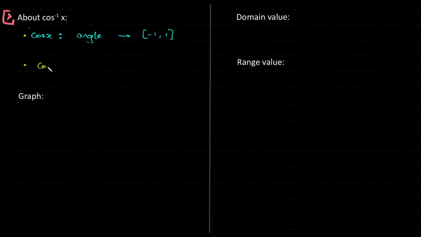Now cos inverse of x obviously will be opposite. It will map -1 to 1 to angle. So this set of values to the angle.